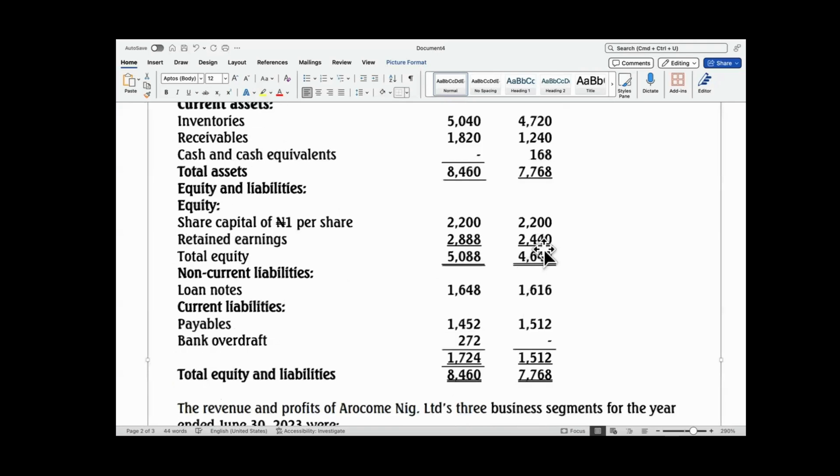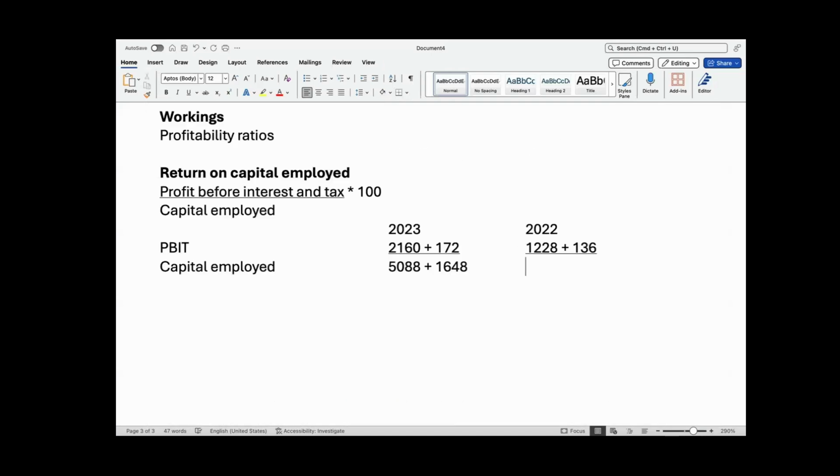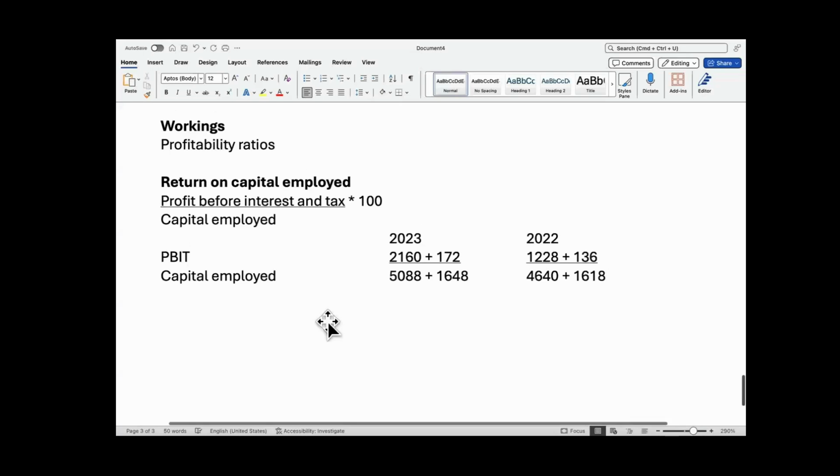For 2022, what is it? 4640 plus 1616. Okay, so that is our capital employed.